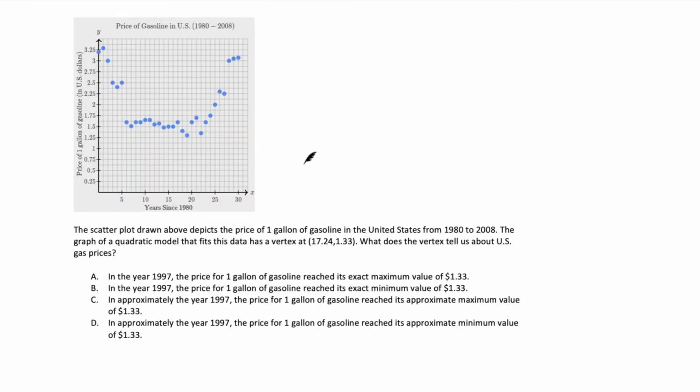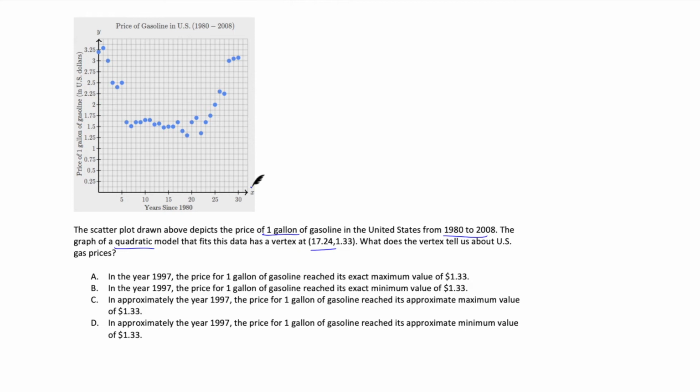Next question. The scatter plot drawn above depicts the price of 1 gallon of gasoline in the United States from 1980 to 2008. The graph of a quadratic model that fits this data has a vertex at 17.24, 1.33. What does the vertex tell us about the US gas prices? Let's first evaluate this scatter plot. Price of gasoline in US from 1980 to 2008.